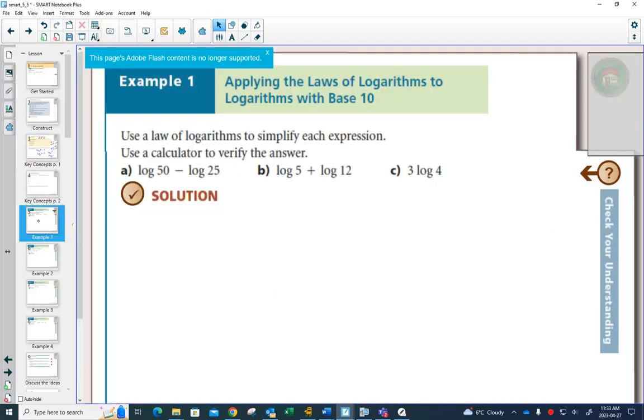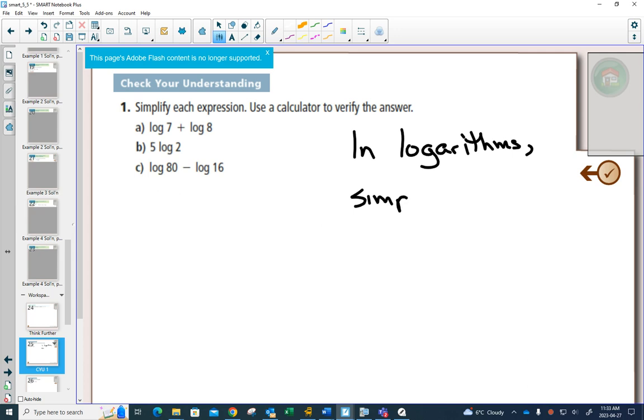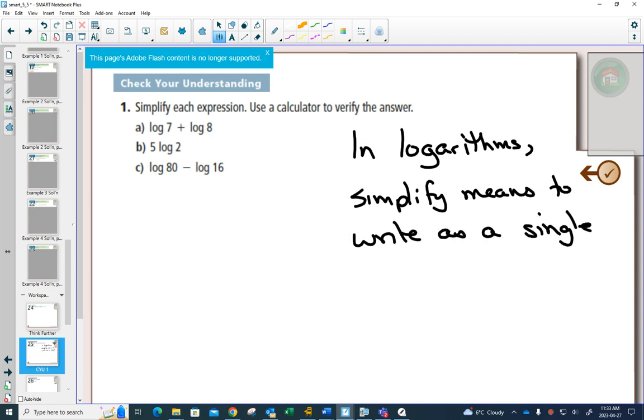So example 1 says simplify. We're going to write a little note here. In logarithms, simplify means write as a single logarithm.